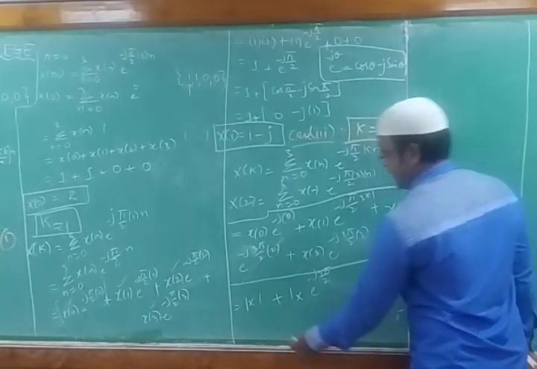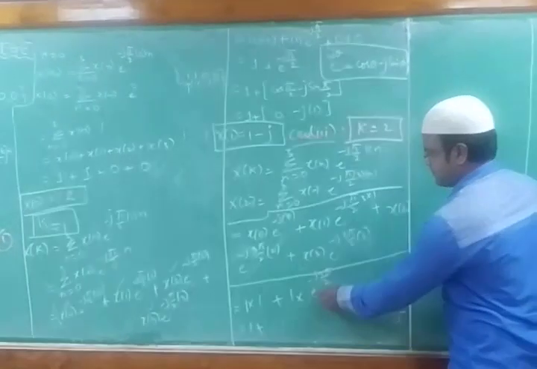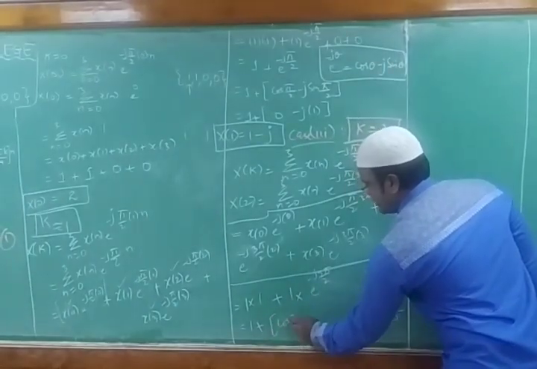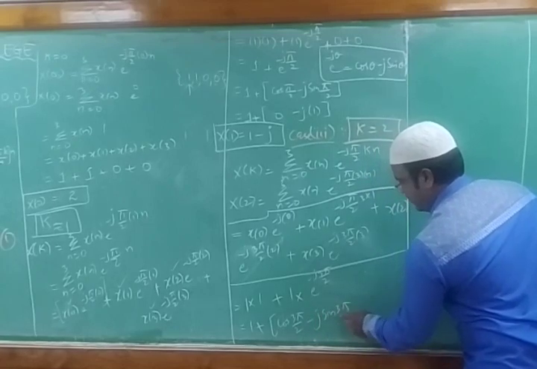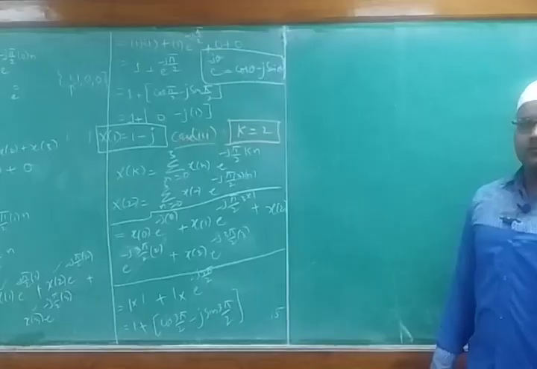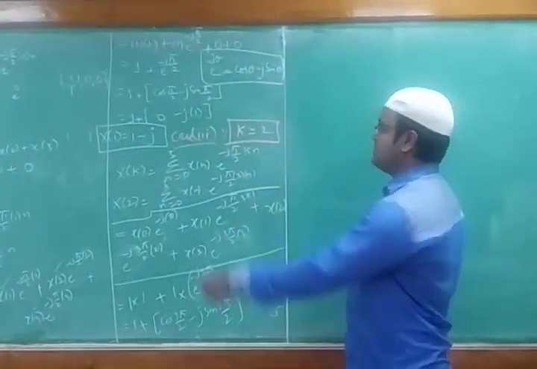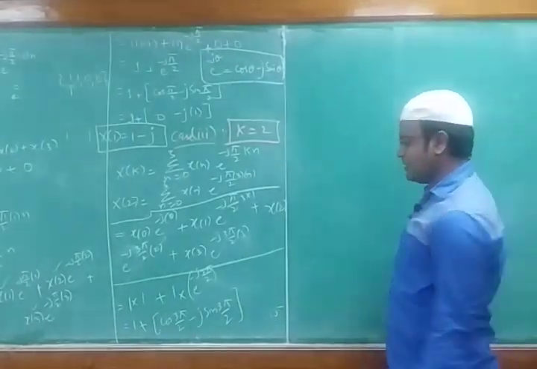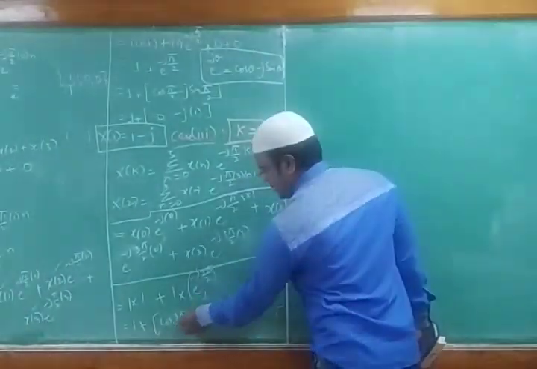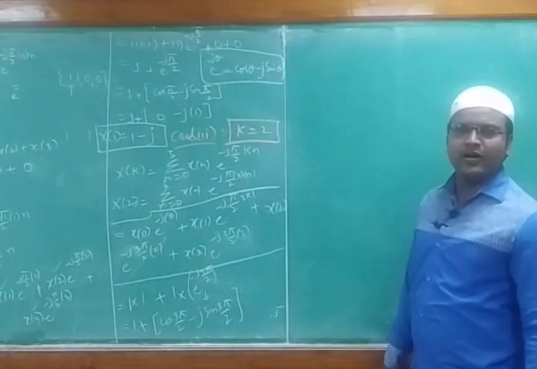This we got it. So what I can write? 1 plus, here we can write cos 3 pi by 2 minus j sin 3 pi by 2. So students, we got e power minus j 3 pi by 2 is nothing but, we put this in e power minus j theta, we got cos theta minus j sin theta. So we got this value. So what we are writing: cos 3 pi by 2 minus j sin 3 pi by 2. You can do it this way, or directly you can put this value in the calculator.